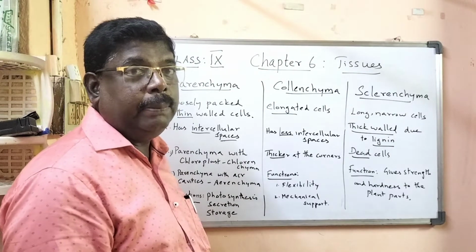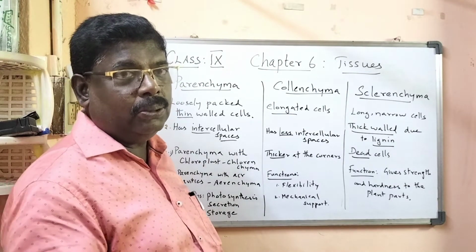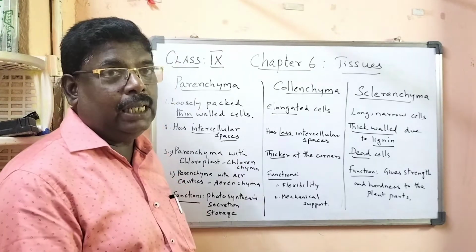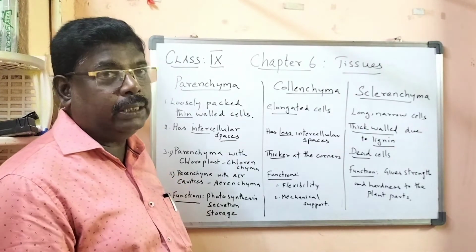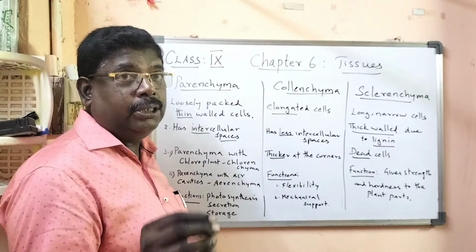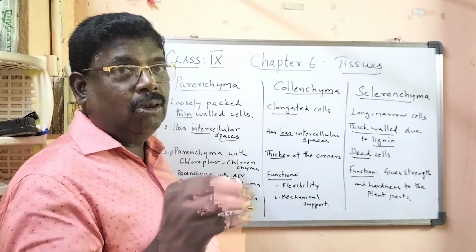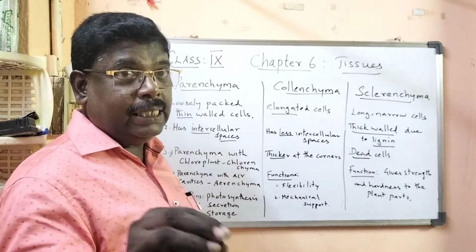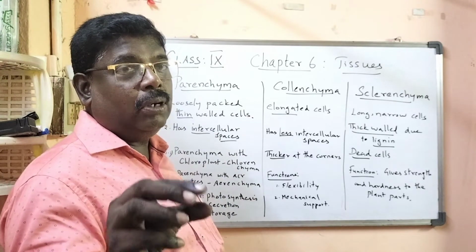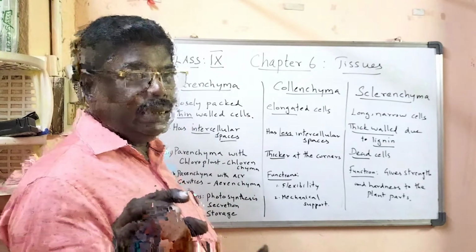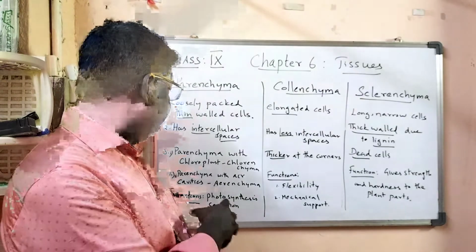They are loosely packed cells. Loosely packed means loosely arranged cells. Their cell walls are thin, thin-walled cells. They have large intercellular spaces, more intercellular spaces. Between cells, there will be space. So, more number of such intercellular spaces are seen in parenchyma cells.